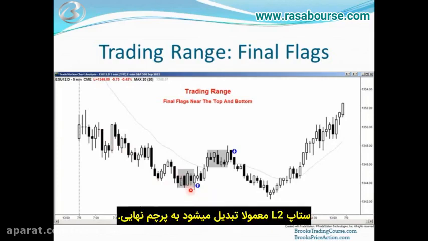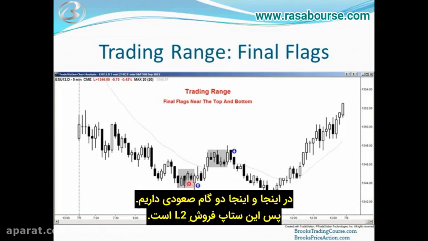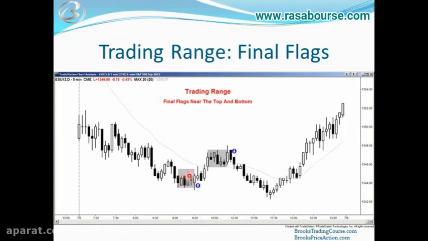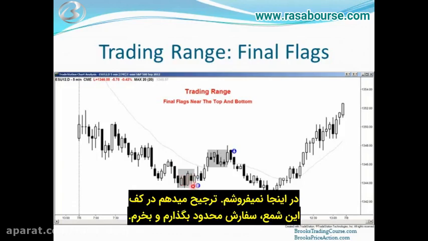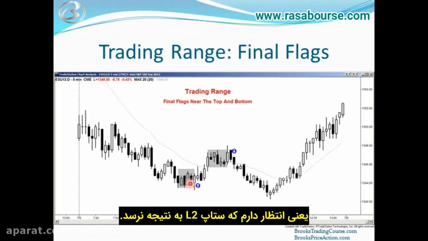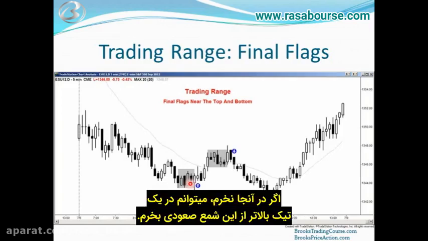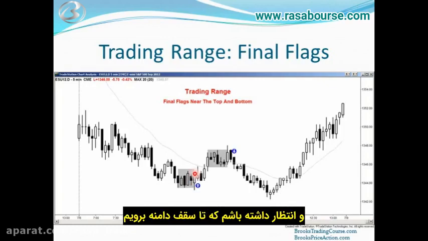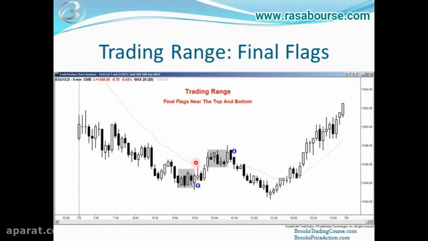Low twos often become final flags, and especially in trends that have gone on for a while. We have two pushes up here and here, so this is a low two short. I would not take the short. In fact, if I were trading this, I probably would buy with a limit order at the low of this bar, betting that the low two would fail. If I did not buy, I would simply buy one tick above the high of this strong bull reversal bar, looking for a test up to the top of the range.